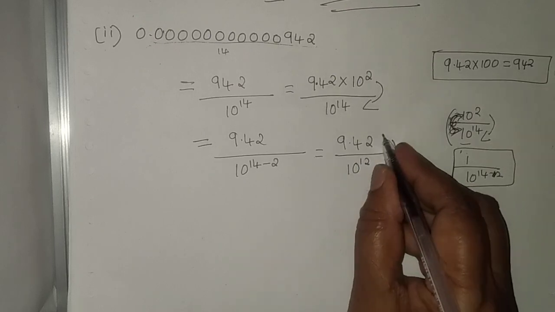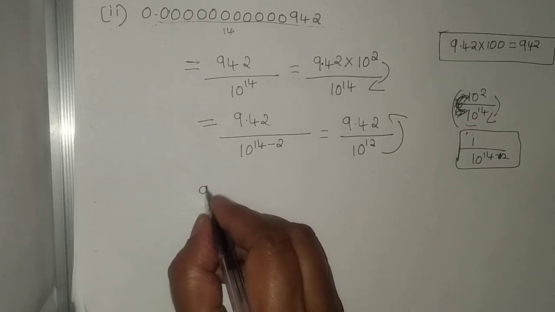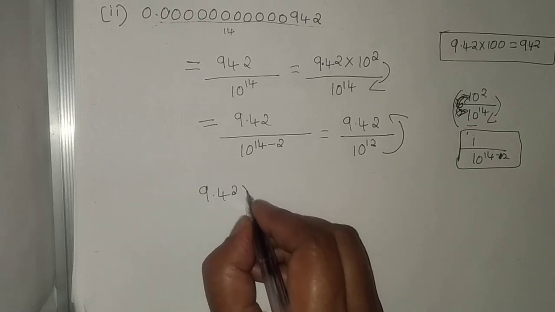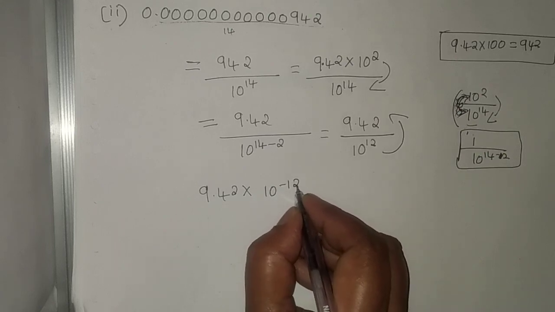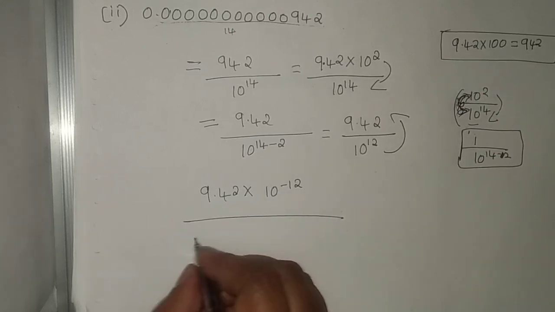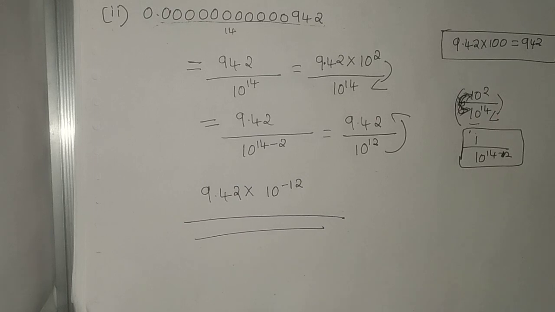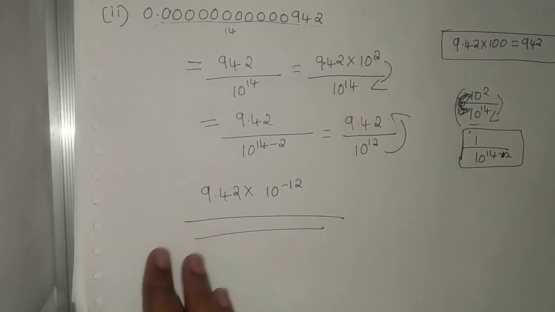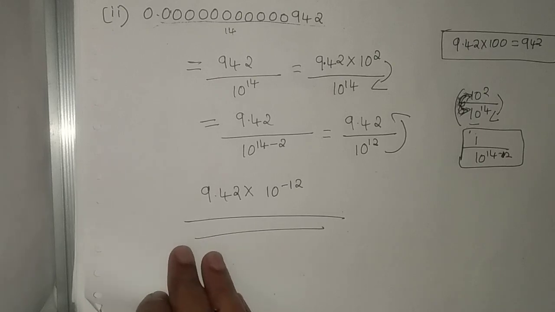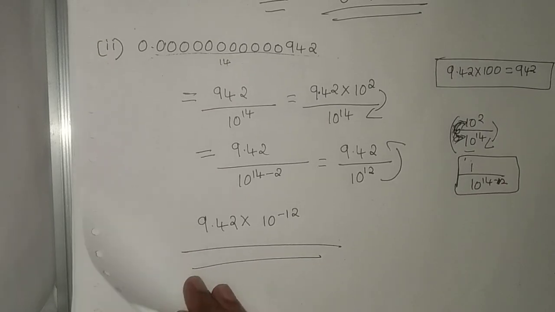Now we'll bring this to the numerator. So 9.42 into 10 power minus 12. So this is the standard form. Keep it in this form, decimal into power. So this is the second one. We move on to the third.